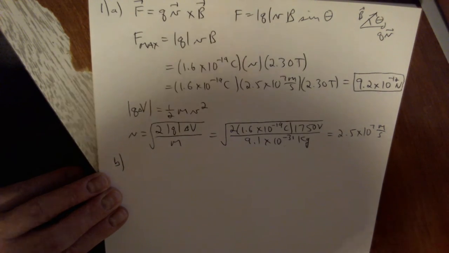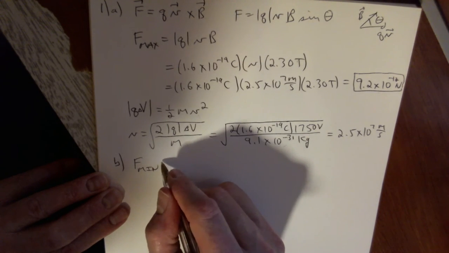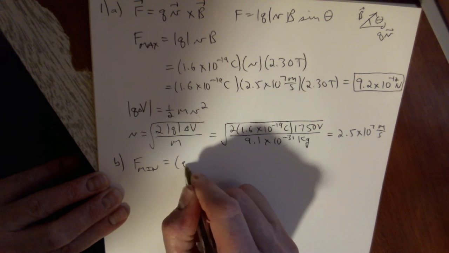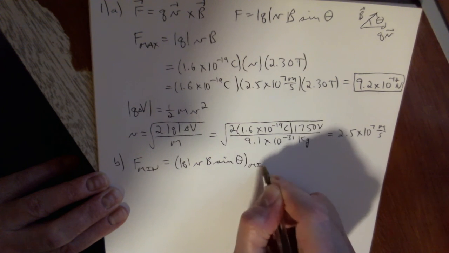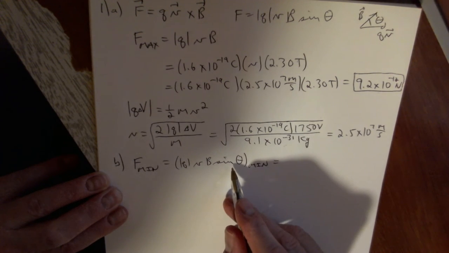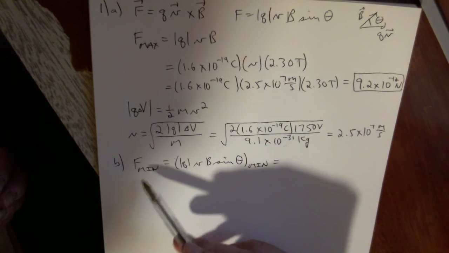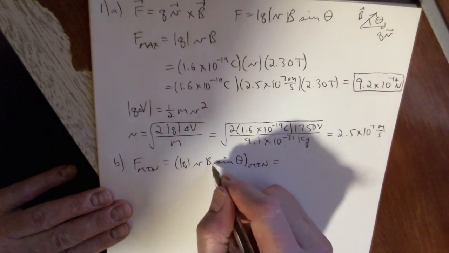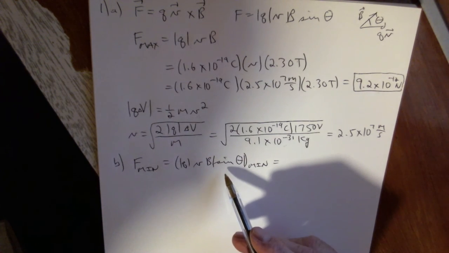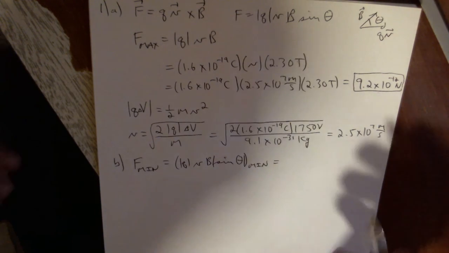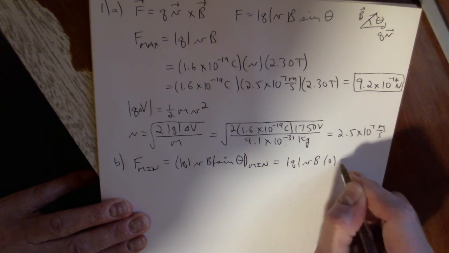The minimum value is going to be the minimum value of qvB sine theta. And the minimum value of sine theta is 0. The minimum value of sine theta is -1, but we're talking about the magnitude here. So if I take the magnitude, it's the absolute value. So the minimum value is going to correspond to sine theta equal to 0. So the minimum value is going to be the absolute value of qvB times 0, which is 0.